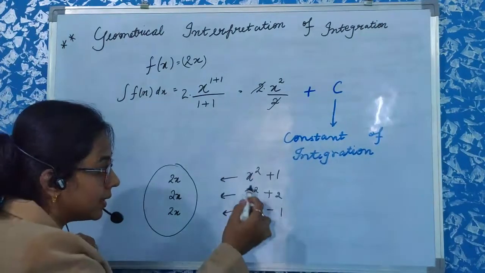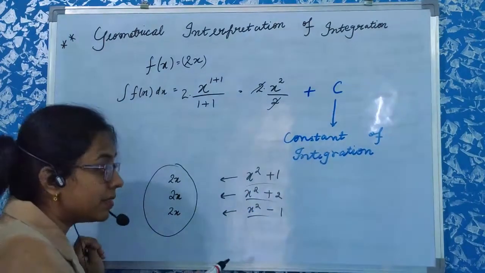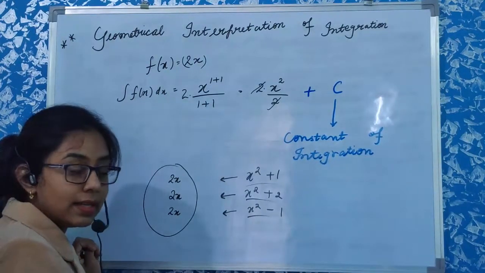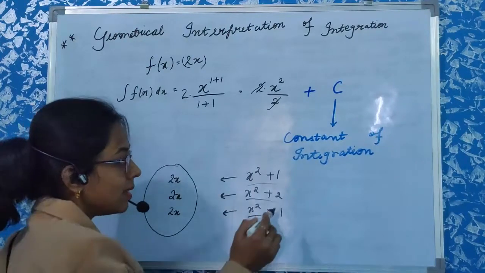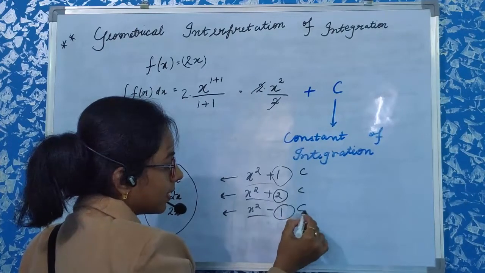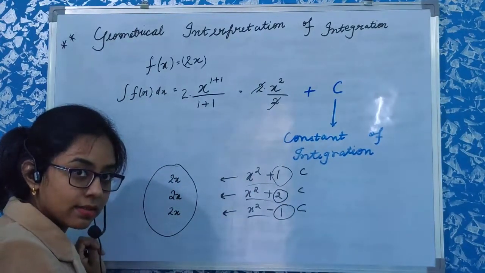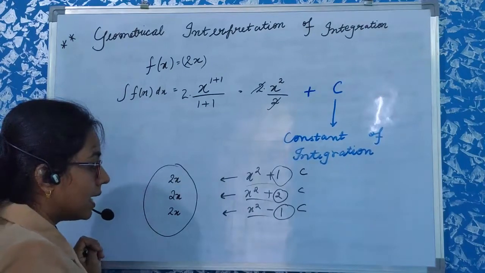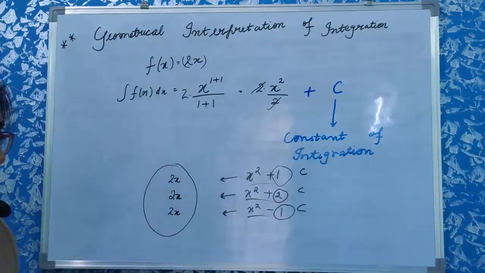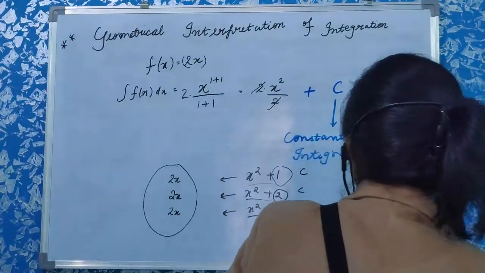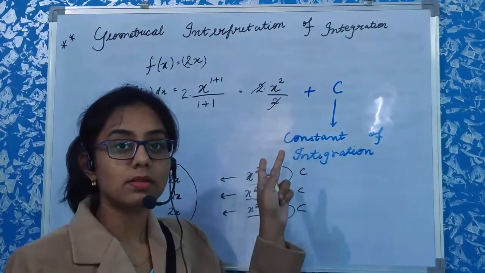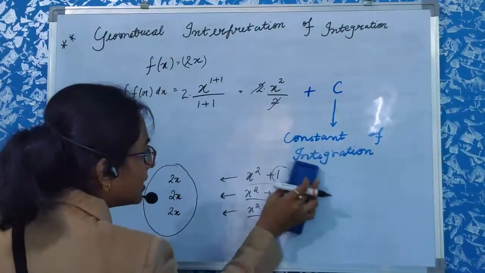But again, all the functions were different. x square plus 1 is different, x square plus 2 was different, and similarly x square minus 1 was different. So this is the importance of c. All three are different functions, but when you differentiate them, you get 2x. So basically, this is my point of introducing this constant of integration. I hope you get it.